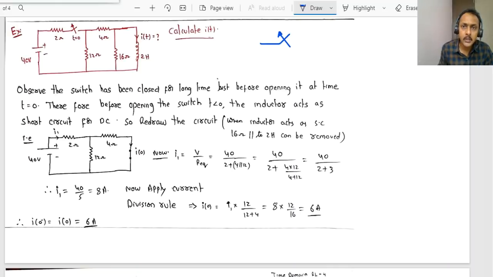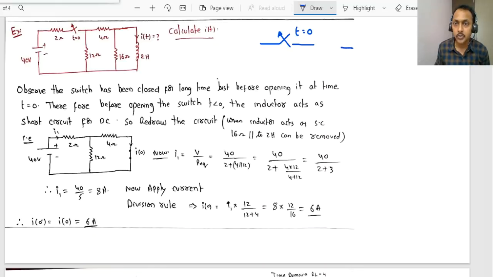Its meaning is the switch is open at time t equals 0. So what does it mean? The instant at which it is open, from there you are taking the reference time t equals 0. Then how do you understand this? Just before opening the switch, it is closed for a long period of time. It is in the closed state for a long period of time. Like that you have to understand.